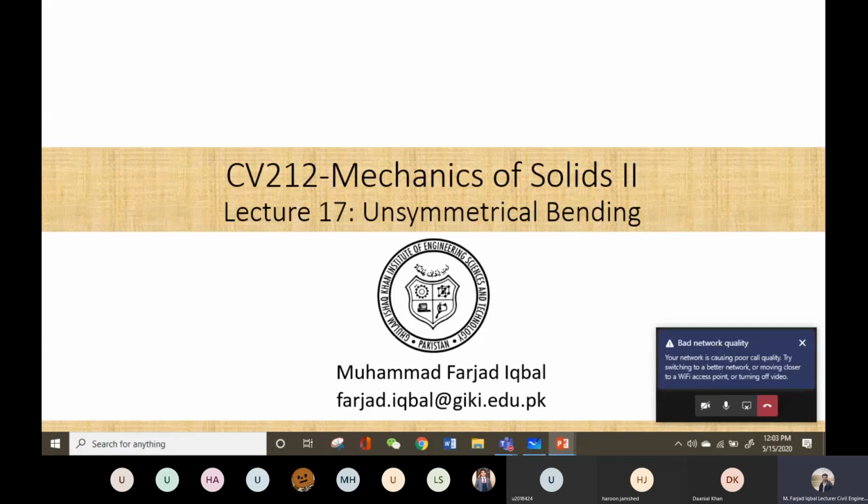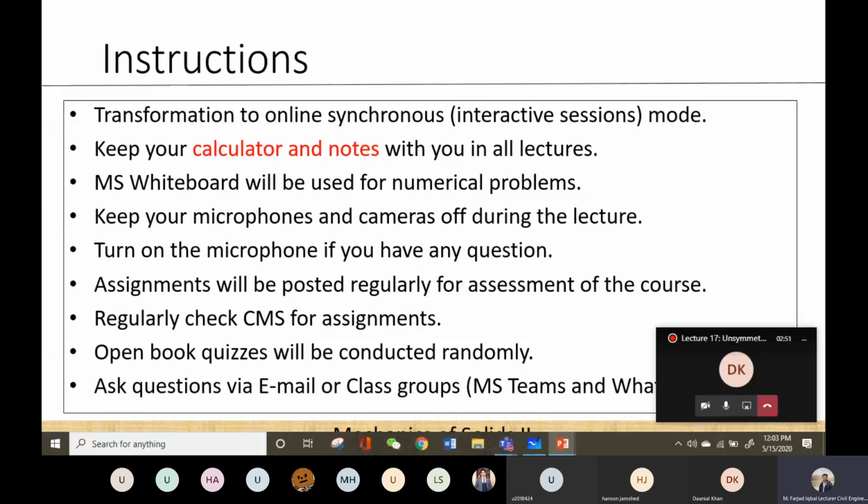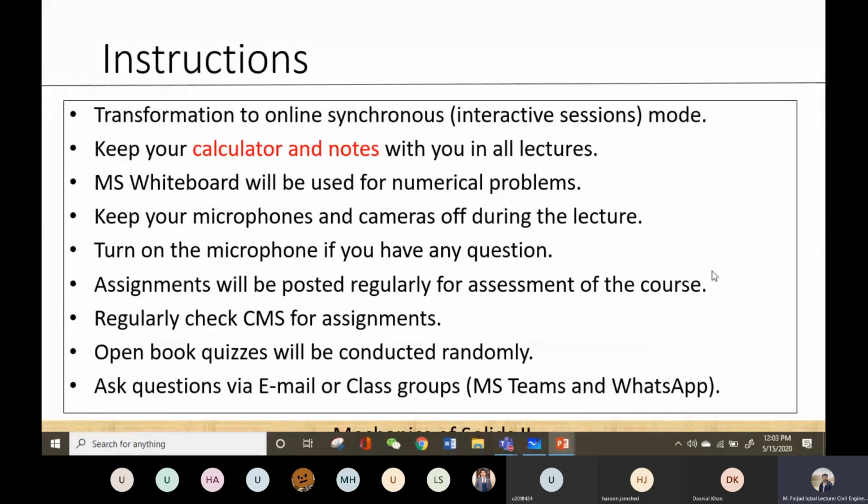Okay, today we are going to study lecture number 17 for the Mechanics of Solids course, and the lecture is about unsymmetrical bending. The instructions were also given to you in the previous class. It remains the same.